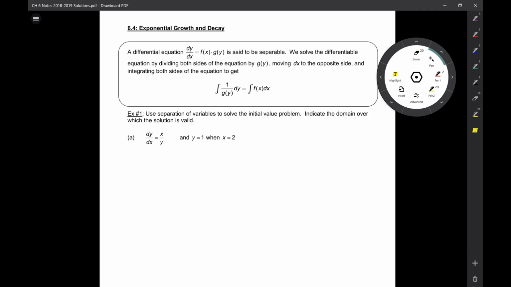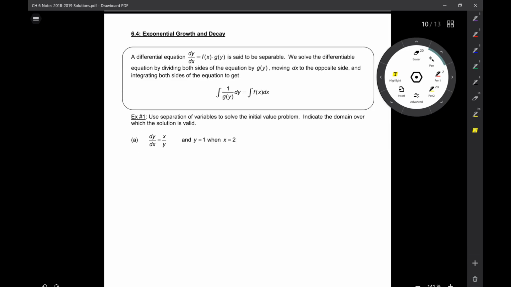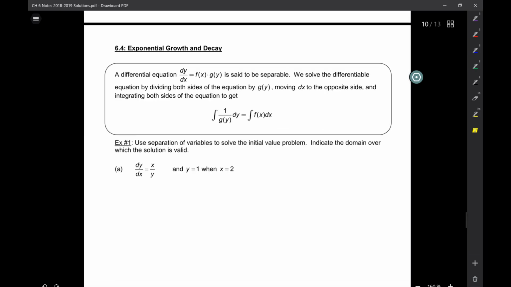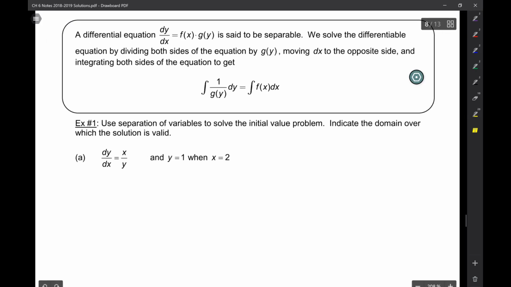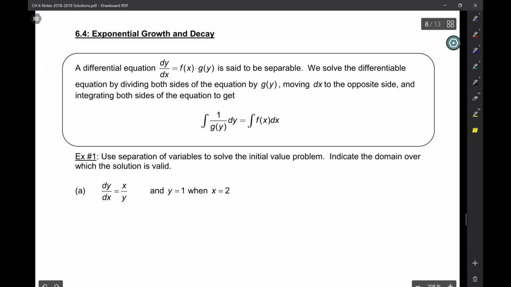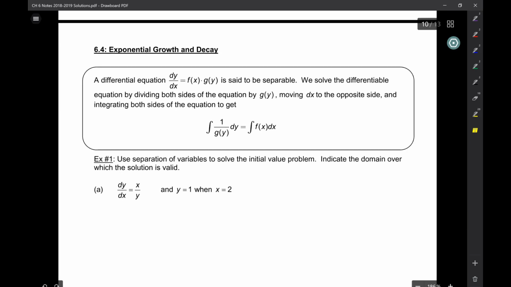So we're talking about exponential growth and decay in this section. Usually in previous years, when you talk about exponential growth and decay, you're just given those formulas, right? Here we're going to come up with the formulas. We're going to come up with the equations.